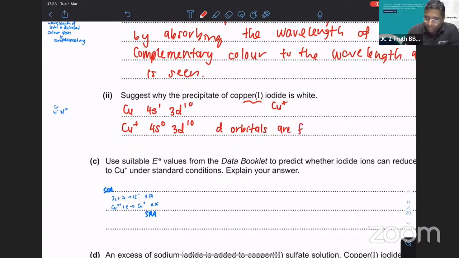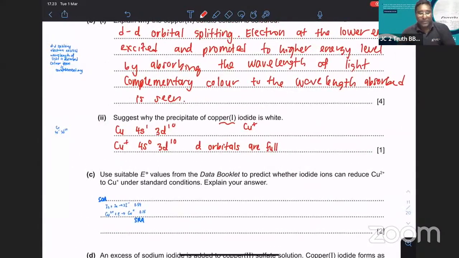If the d orbitals are full, even when the d orbital splitting happens, the electron from a lower energy level cannot be excited and promoted to a higher energy level, because the d orbitals are full. So they are not going to give you any complementary color. That's the reason why copper(I) iodide is white in color.